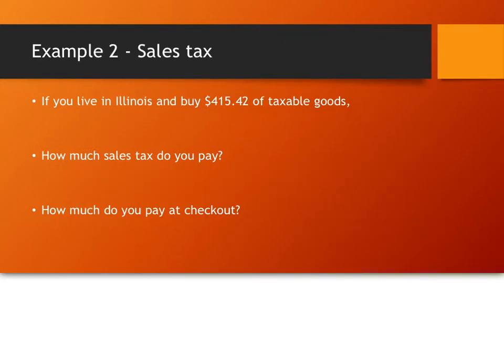Now, if you went and bought the same $415.42 worth of taxable goods in a different state, let's say Illinois, then again, their sales tax rate is going to be a little bit different. Now, I will say Illinois is kind of a mess to talk about sales tax. When I'm talking about sales tax here, it's going to be the basic rate. There are municipalities in Illinois who charge more, so if you buy something in Chicago, it's going to cost more than if you buy it in one of the rural areas of Illinois.